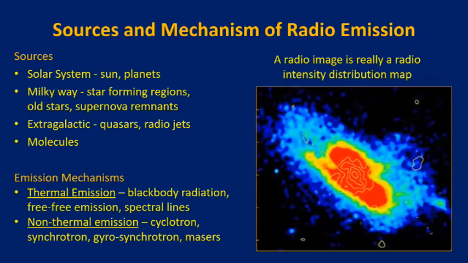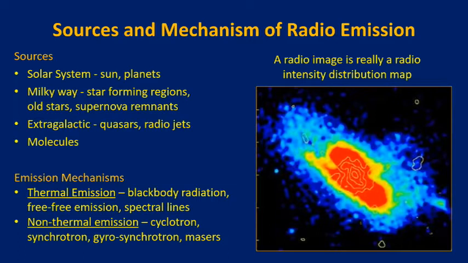Now, that's of course black body radiation, and you can get thermal emission due to interactions of charged particles and free emission, or the transitions and spectral lines. But typically, if you remember what a black body curve looks like, you need an extremely high temperature object to emit a lot of low frequency, long wavelength radio waves. So a star typically does not emit radio waves thermally.